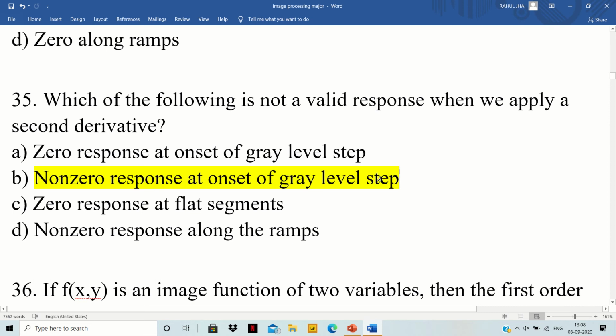We only get the non-zero response along the ramps. Next question.